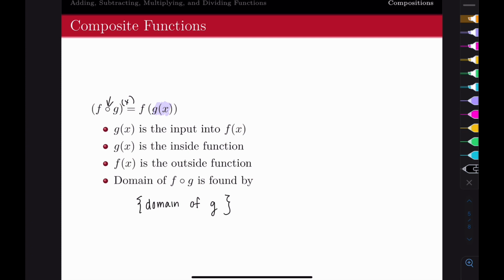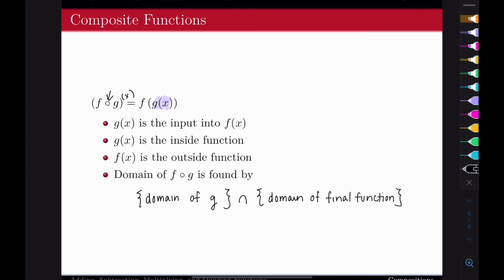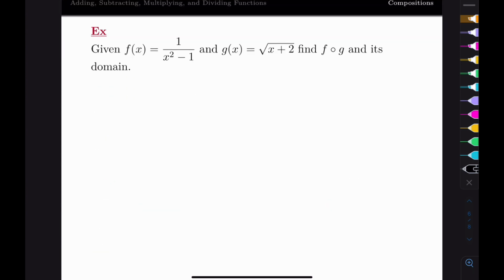Instead, depending on what expression you get, you need to find the domain of that and take the numbers in common. So you find the domain of g and you find the domain of your final expression or function, and you find the numbers common to these two. So f's domain does not make a difference at all. Okay, let's try an example. Given function f and given function g, let's find f of g and its domain.